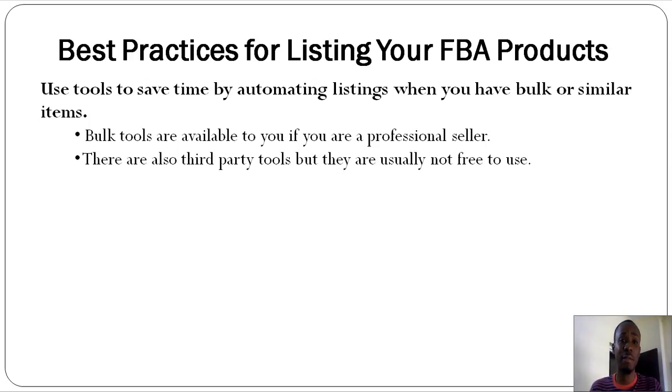You can use third-party listing tools, but they're usually not free to use. The bulk listing tools in Amazon, the native tools, are free. Well, not free, they come included with your professional package. But if you want to use third-party tools, then you'll have to pay for a good third-party tool.